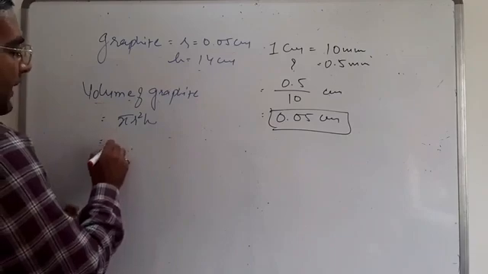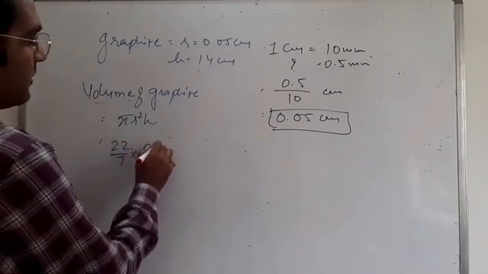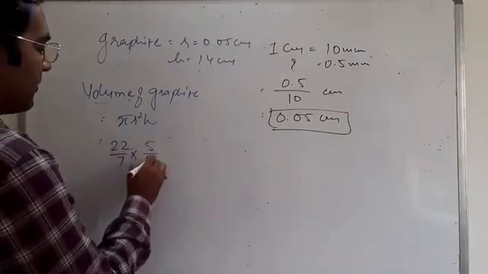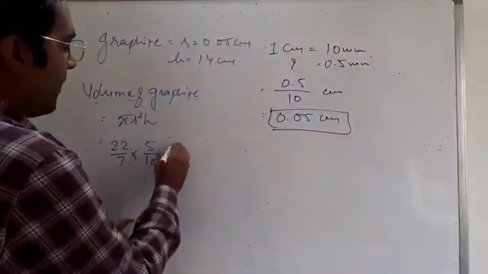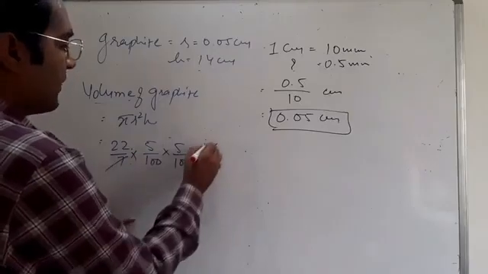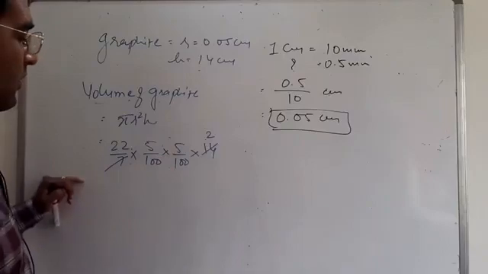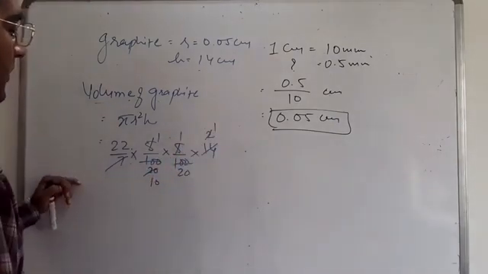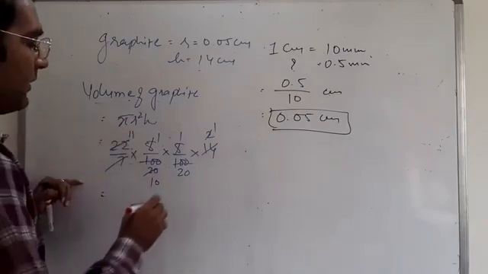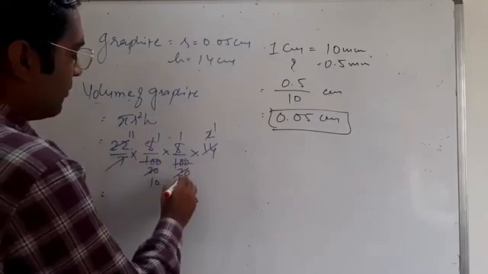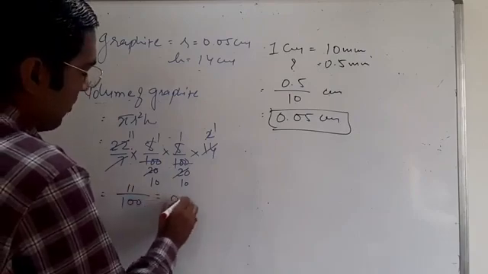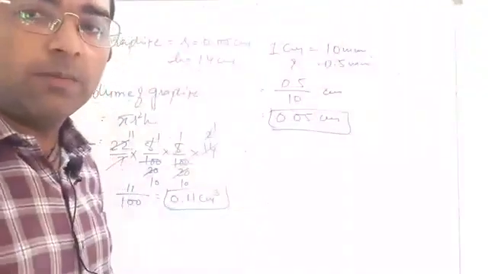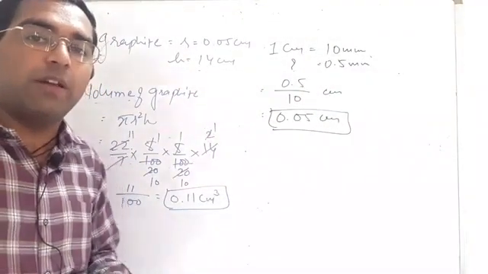My pi is 22/7, the radius is 0.05, so I'll take it as 5/100 into 5/100 into height 14. First cancel out: 7 2s are 14, 5 20s are 100, and so on. Then 11 2s are 22, and we get 11/100, that is 0.11 centimeter cube. My volume is 0.11 centimeter cube.